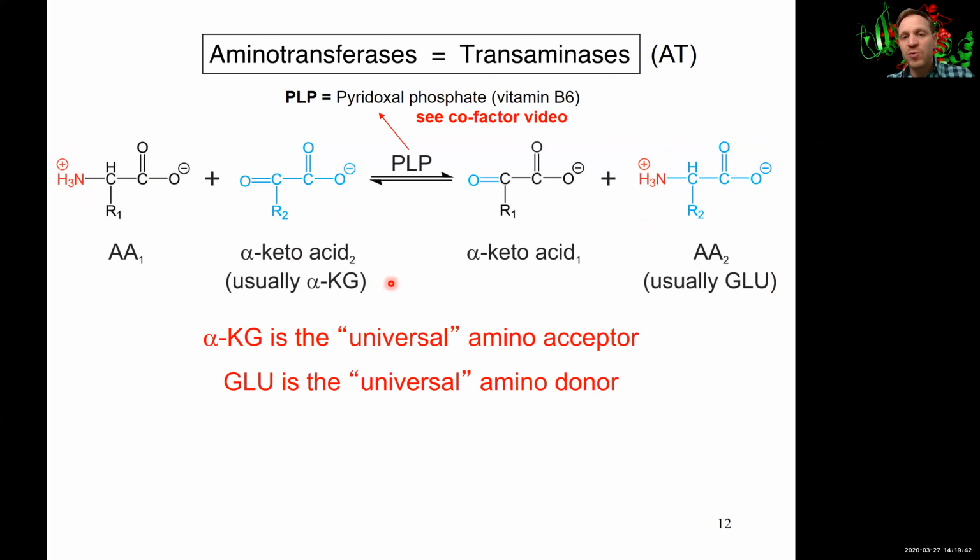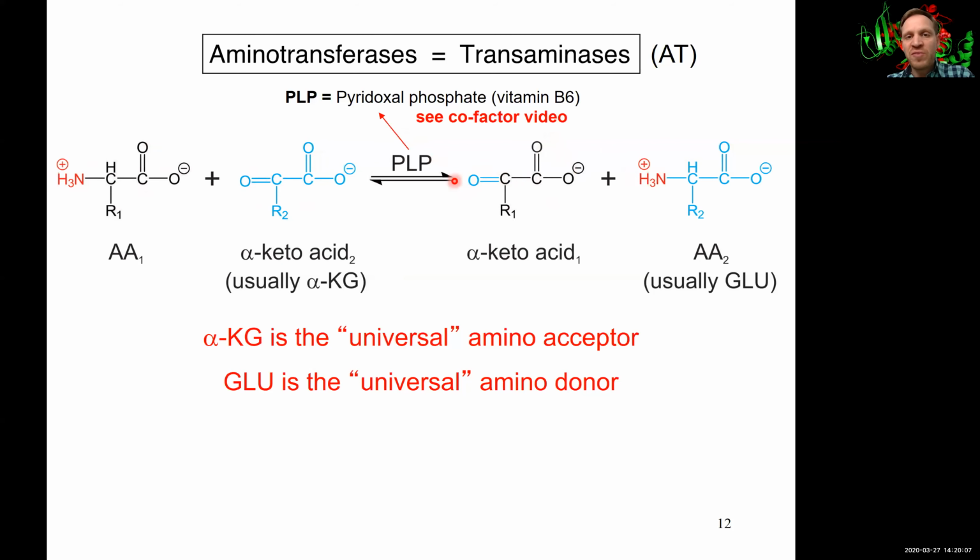The second product you're releasing now is your original amino acid, now not carrying the amino group anymore that has been transferred. Instead, it's now carrying the carbonyl group from your incoming alpha keto acid. So in essence, what we're doing here is switching the amino group for the carbonyl group. So a mutual exchange of these functional groups. And this reaction is fully reversible.